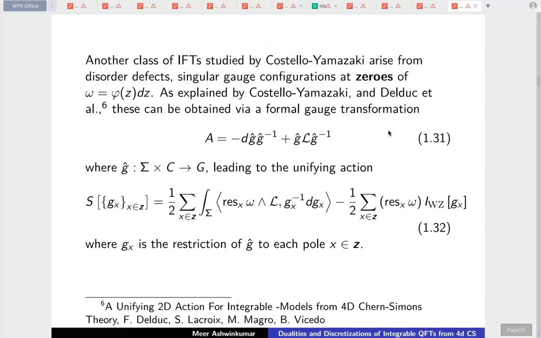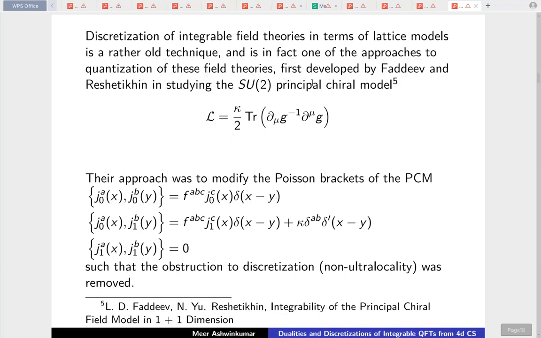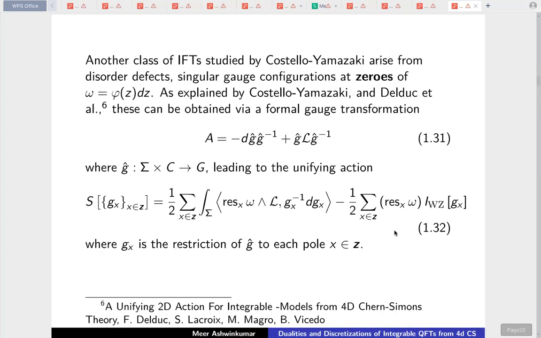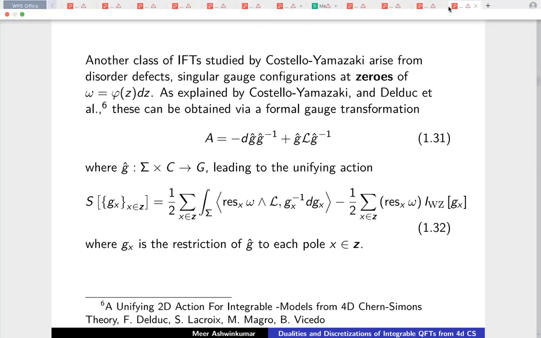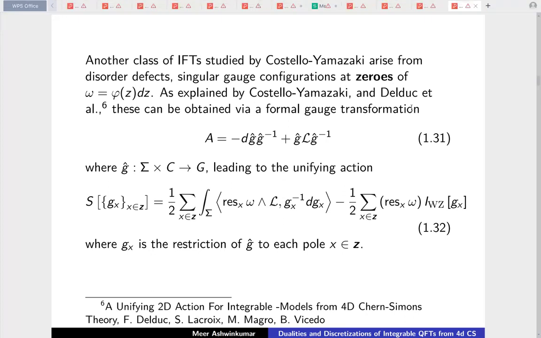theory. And since I've mentioned the principal chiral model and this problem of non-ultralocality, I should mention that apart from order defects, as I mentioned earlier, there are also disorder defects. And these disorder defects give rise to another large class of integrable field theories. And these are usually of the form of some integrable deformation of the principal chiral model. And this was studied in depth by Costello and Yamazaki in the second part of their paper.